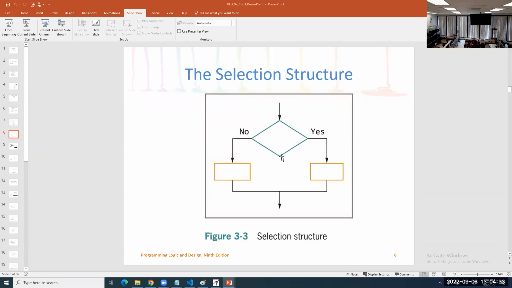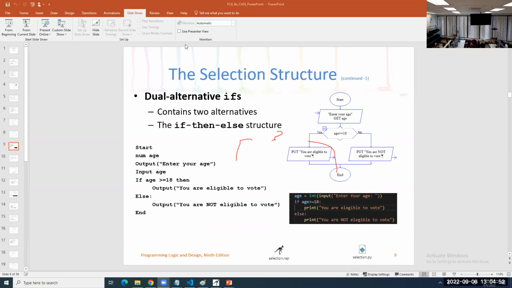Now, that is the selection structure. Selection structure means you have a condition here to check. Yes, do something, and no, you do the other thing. Okay, so in the selection structure, you can have two kinds of selection. The first one is dual alternative. Dual alternative means you break it down into two branches. Yes, you do something. No, you do the other thing here, right?